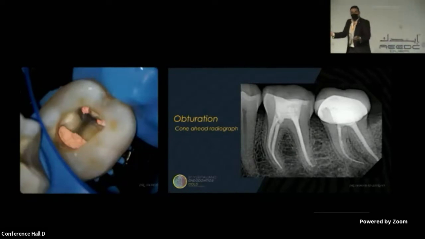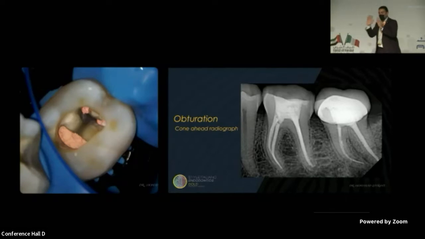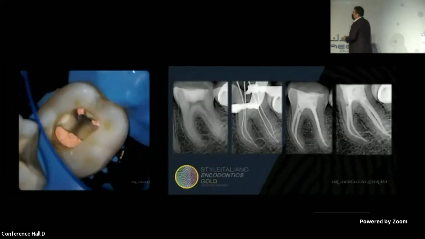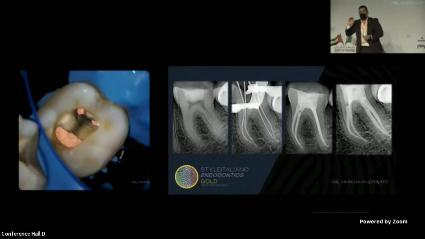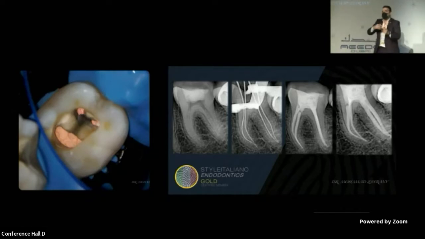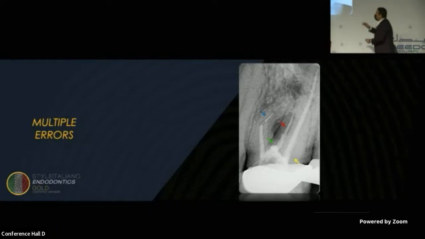No errors, we maintain the shape, no transportation, no ledge, no file separation, and treatment, I think, is good. So this is very important: to learn how to prevent or avoid errors that could happen during access cavity shaping and obturation, rather than learning how to manage this kind of errors. Even if the case has multiple errors, still we can manage.